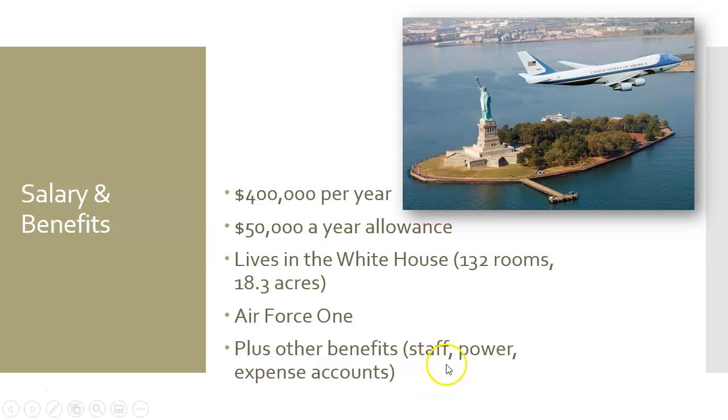You have a staff that helps you out, other benefits. You have power. You're considered the most powerful person in the world. That would be pretty cool, okay? And then you get expense accounts, that's part of this $50,000 a year allowance.